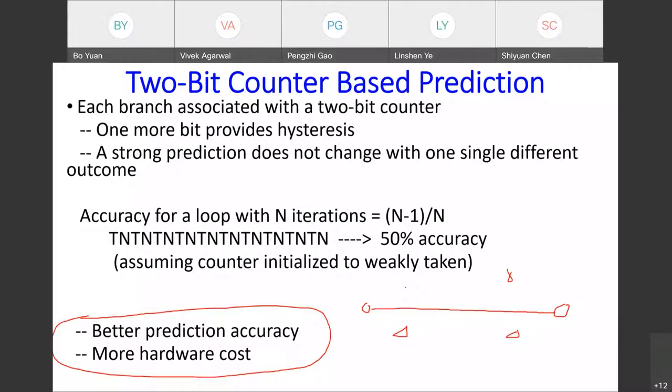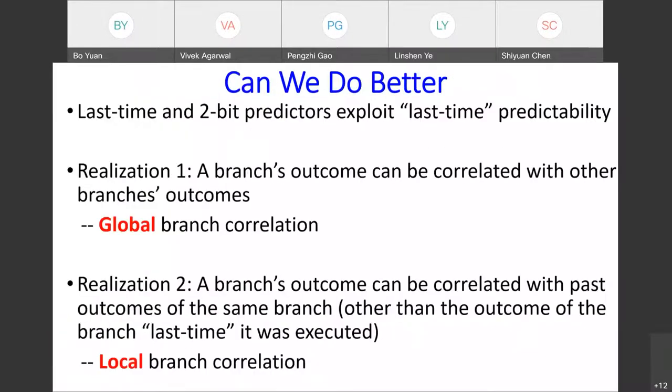Okay, so next, what we talk about is the 1-bit or 2-bit predictor. Notice that this type of basic predictor explored the last-time predictability. But if you want to further improve the prediction quality, we can actually leverage more information.